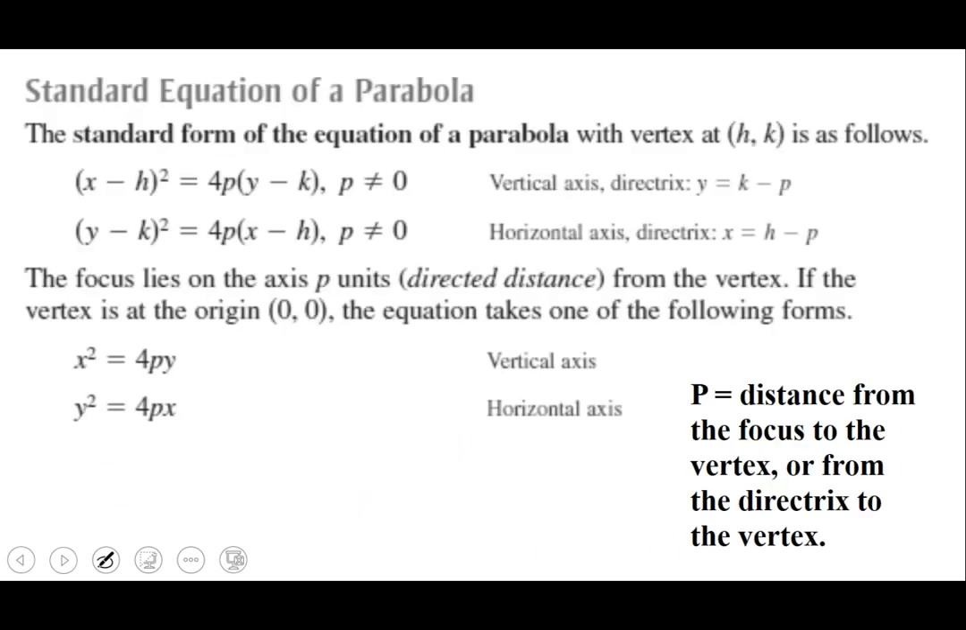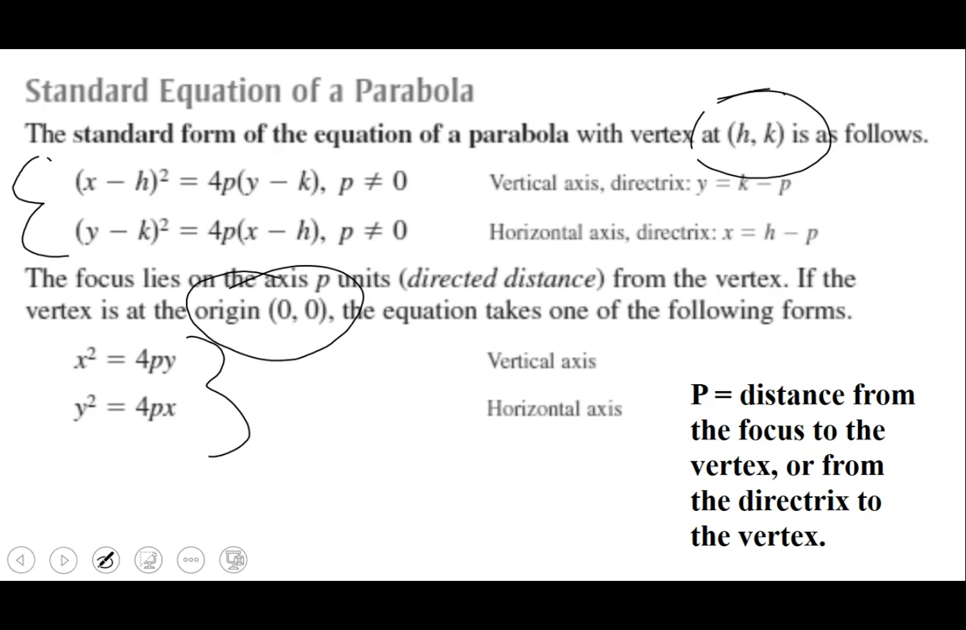And then, of course, we're going to need some new equations. So the two equations up top are the more complicated versions of the parabola, and that's when you have a vertex that is not at the origin. These two formulas down here are a little bit more simple, and these are what you're going to use when the vertex is at the origin.